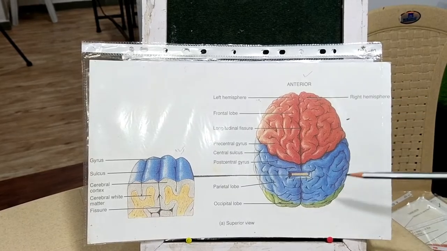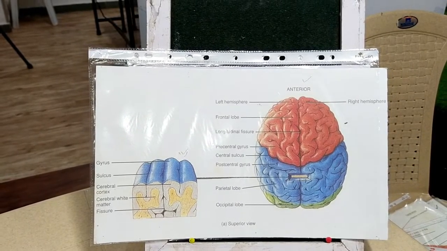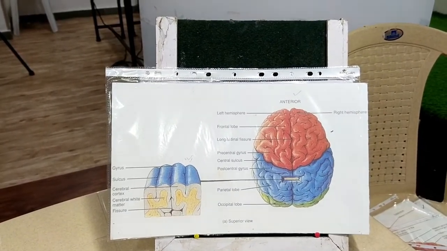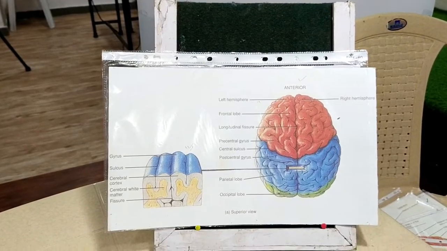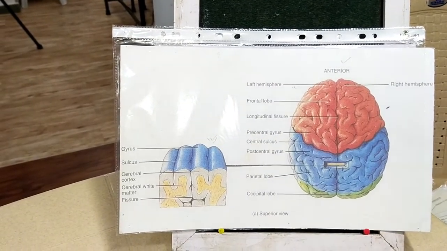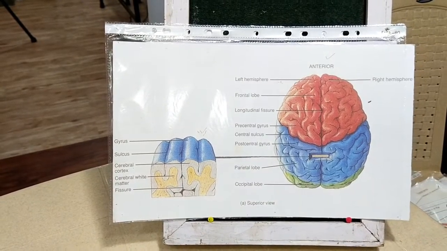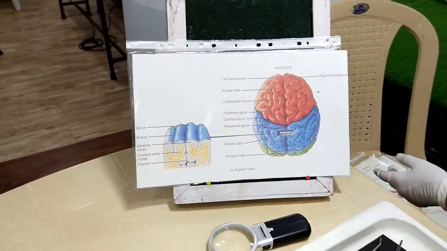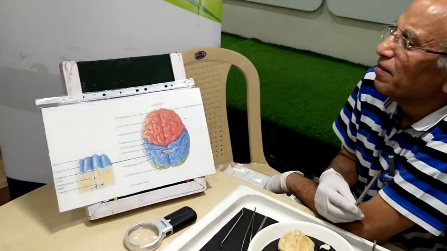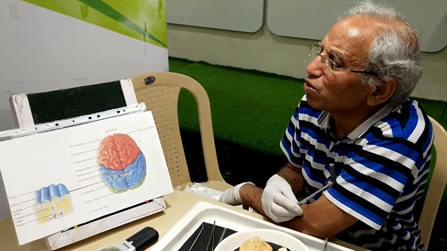So the entire brain is folded, and there are lots of interesting things you might have heard about the folds. The more the folds, the more the intelligence. And Einstein's brain, this and that. Well, I'm not going into those details, but there is only limited importance to those things.